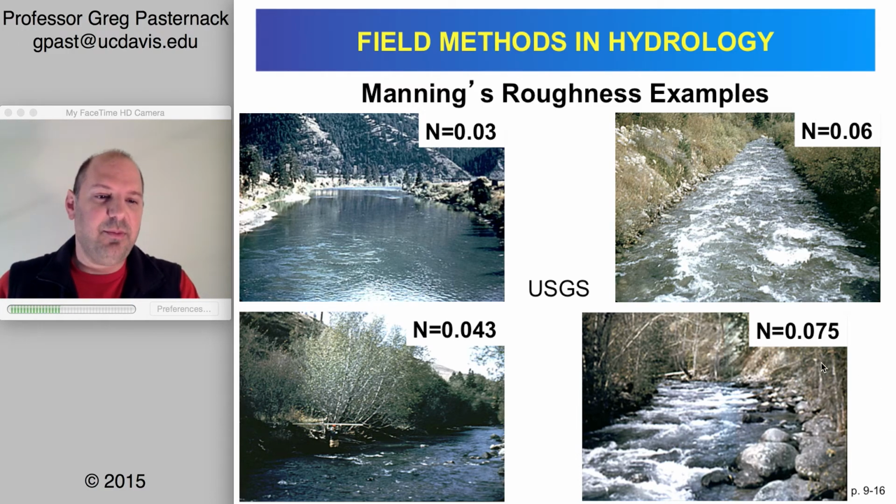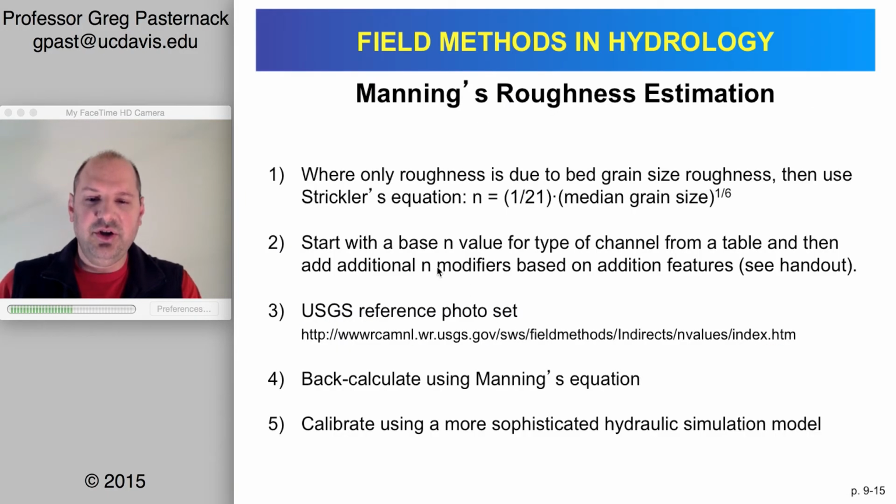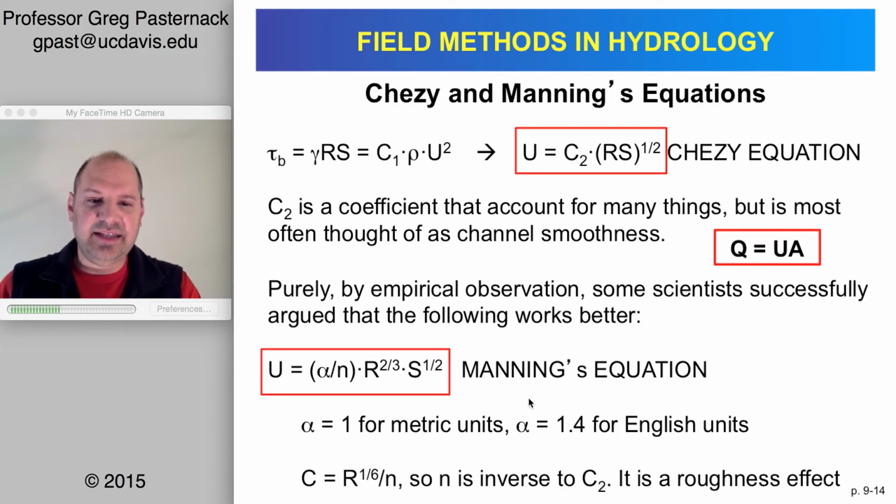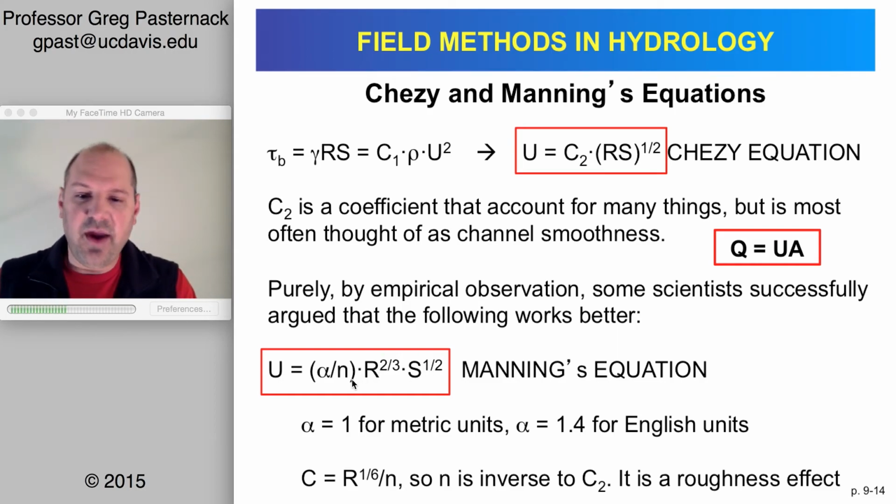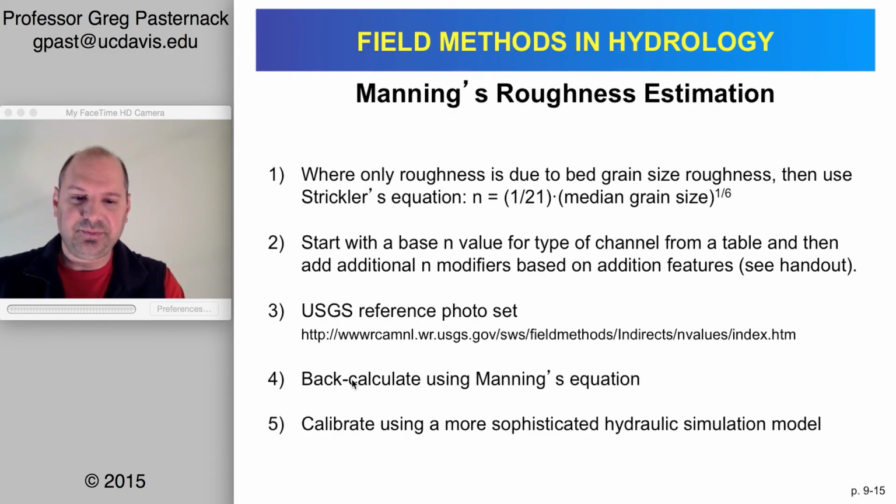But of course, when you get to 0.075, nothing's really uniform at the fluid mechanics scale anymore. But in any case, this gives you a feel for that. Another thing you can do is back calculate. If I go out and measure the velocity, the depth, and the slope, I can solve for n, and then I have it.